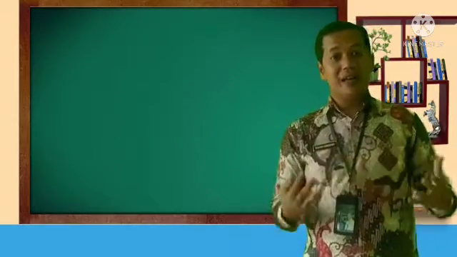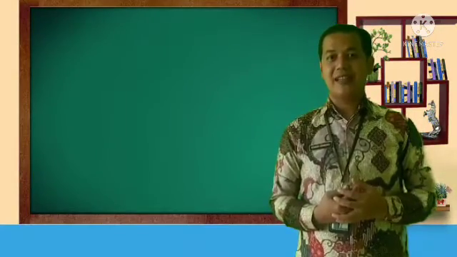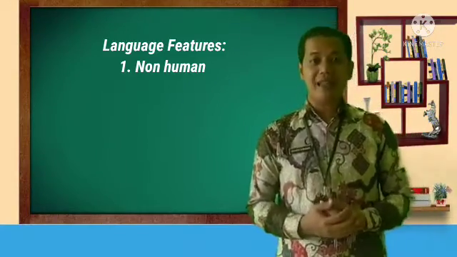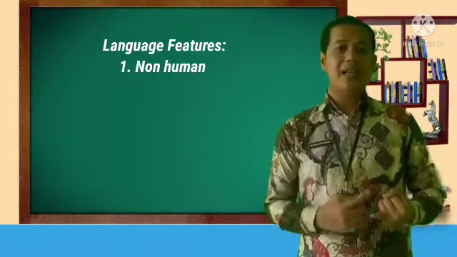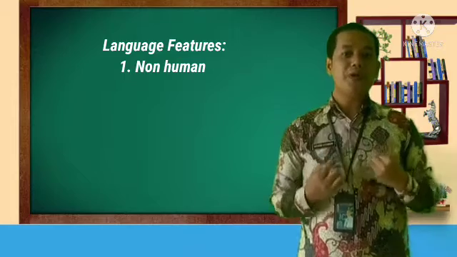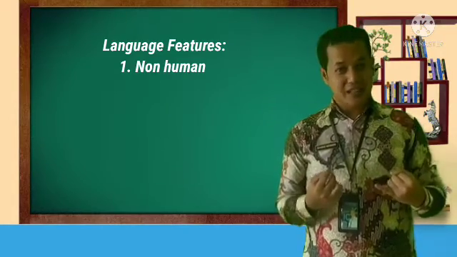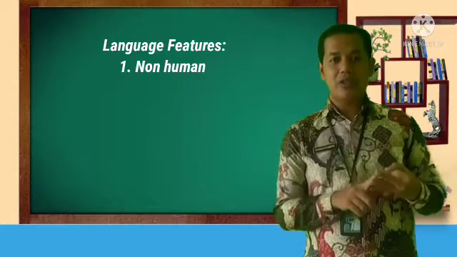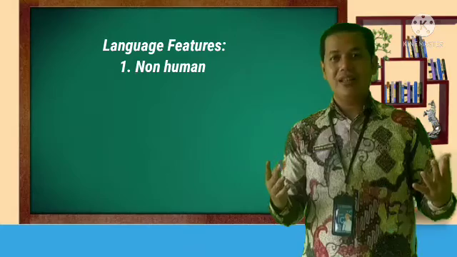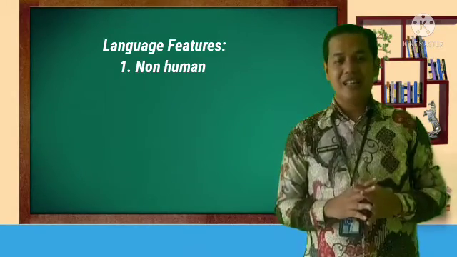The third one, let's talk about the language features of this text. The first one, usually it tells us about non-human things. See? We talk about tsunami, we talk about landslide, we talk about water cycle. It's all non-human things, right?